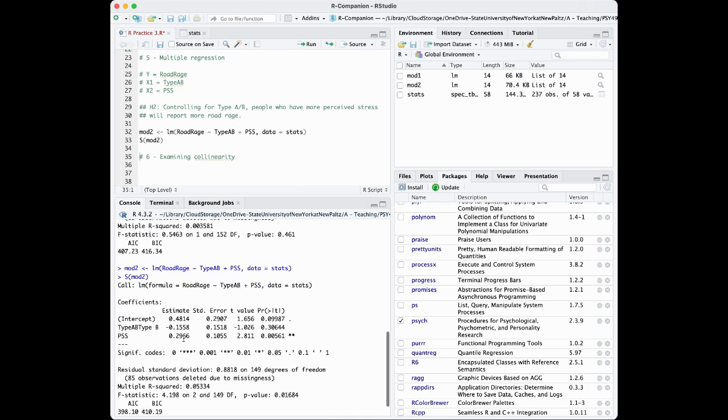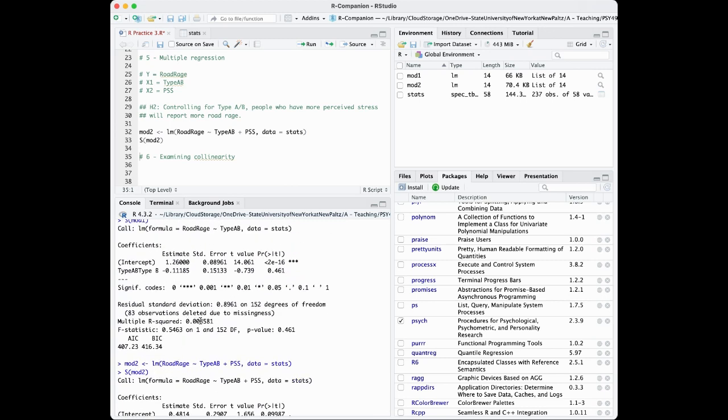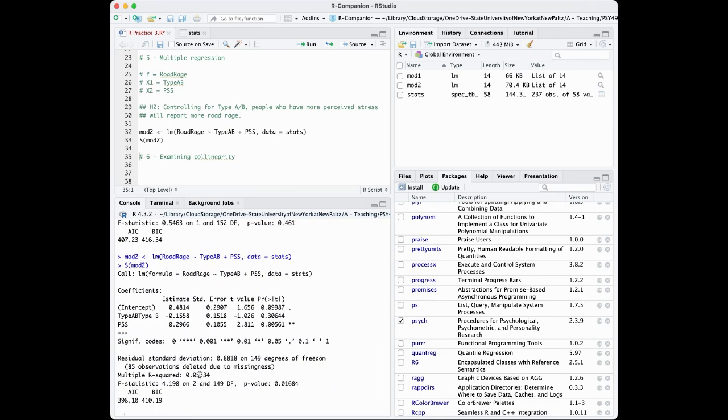Our R-square also went up. Before it was not even 0.01. Now it's up to 0.05. And we can see that our overall model is significant with a p-value of 0.016.